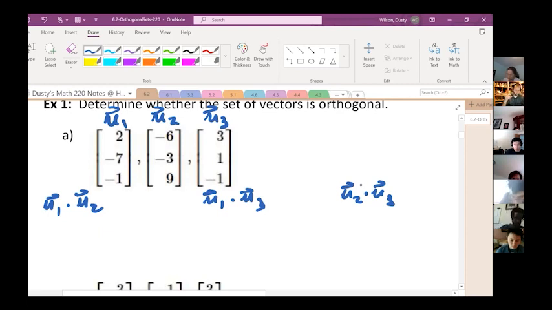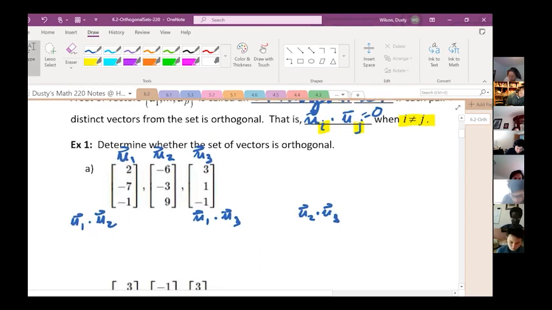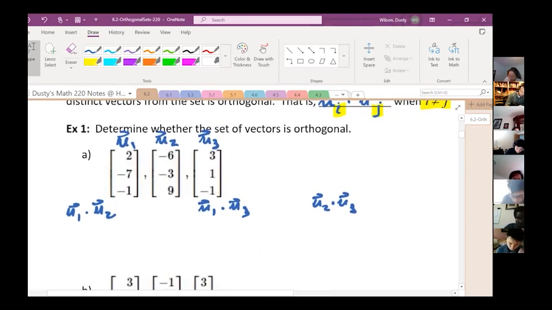Why am I not looking at u1.u1 and u2.u2 and u3.u3? Yeah, that would be when i equals i. So this section up here where we have i and j and we say i doesn't equal j is why we make sure that we wouldn't have 1 and 1 and 2 and 2 and 3 and 3. So good call.